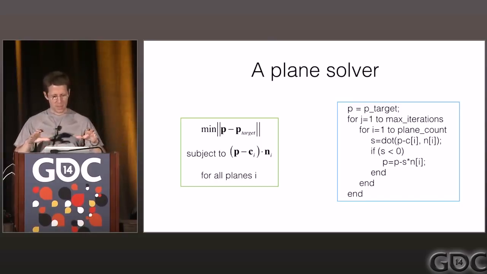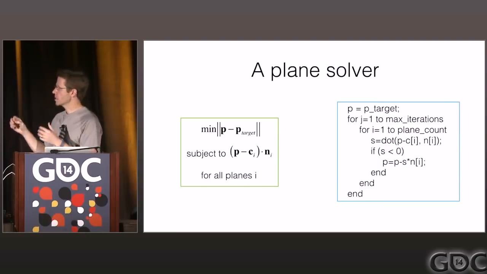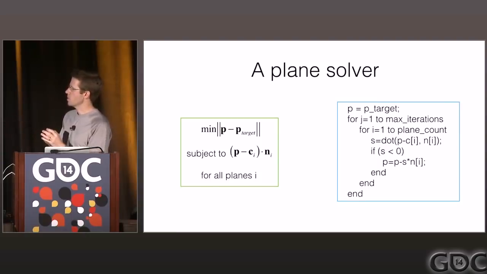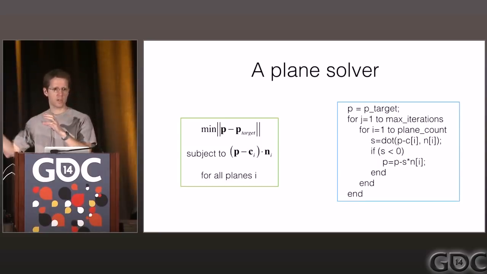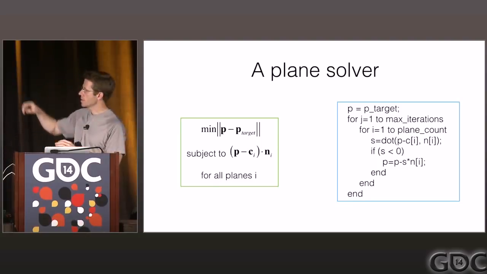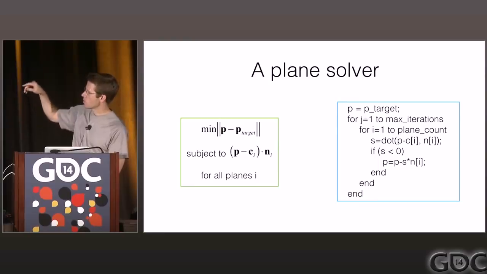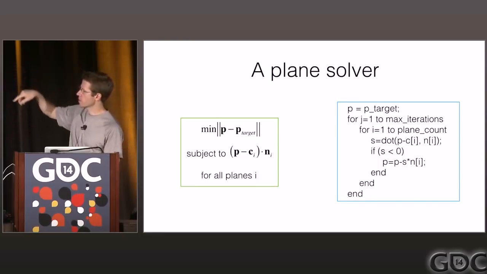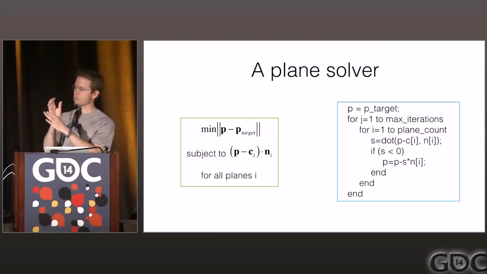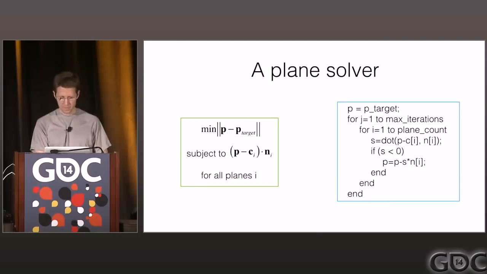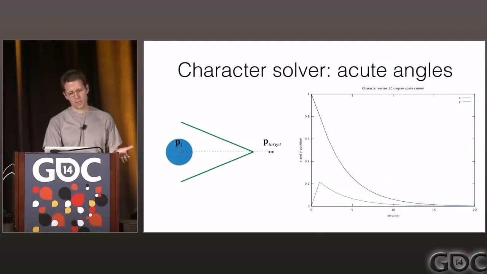So you can kind of express this as an optimization problem. I want to minimize the distance between the final position of the character and the target position, subject to a bunch of plane constraints. And here's how the solver is structured in pseudocode. We move to the target position, then for some number of iterations, we iterate over all the planes. If I find that the character is behind any plane, I project it onto the surface.